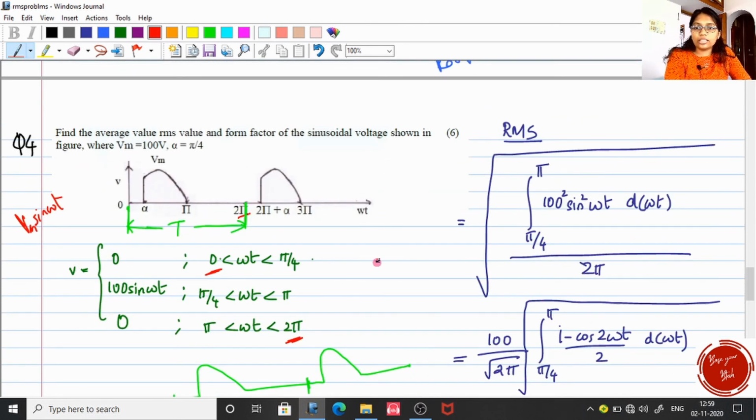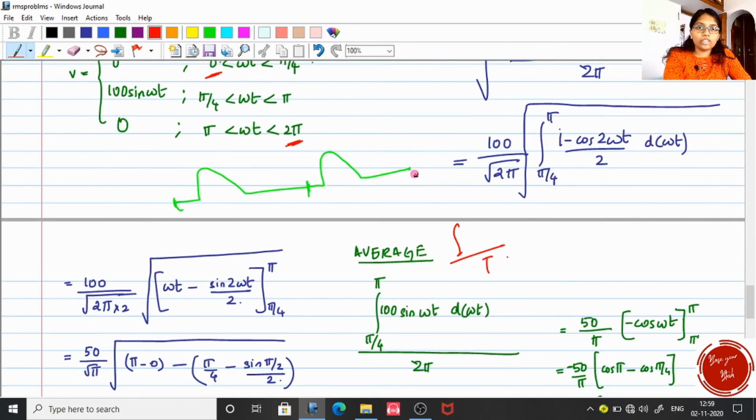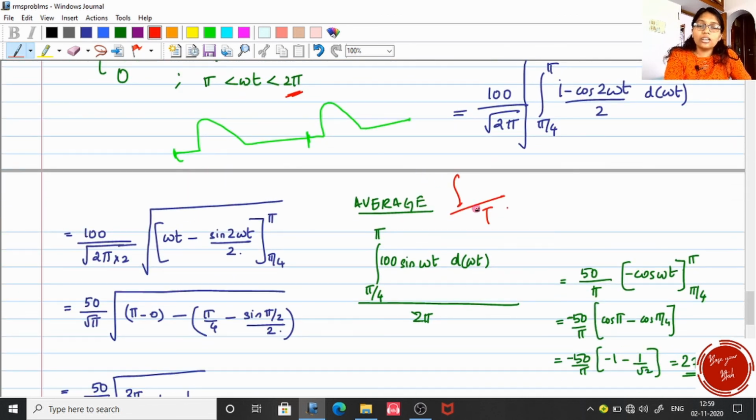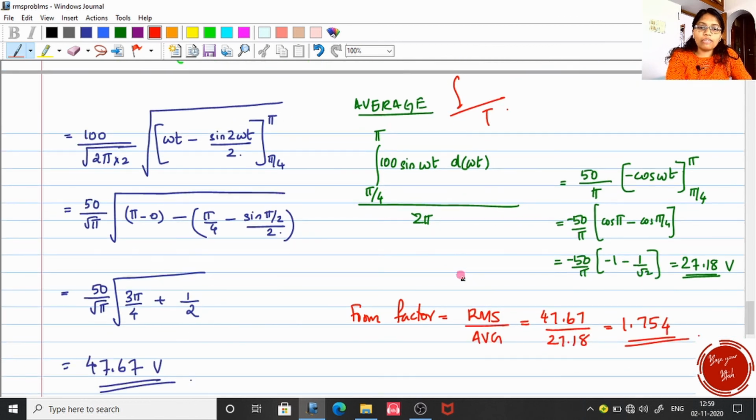In this question there is an extra part, to get the value for the form factor. Form factor is also discussed in the first video which I uploaded on RMS. Form factor means RMS by average. Simply take the fraction of RMS and average. So the value is 1.754.